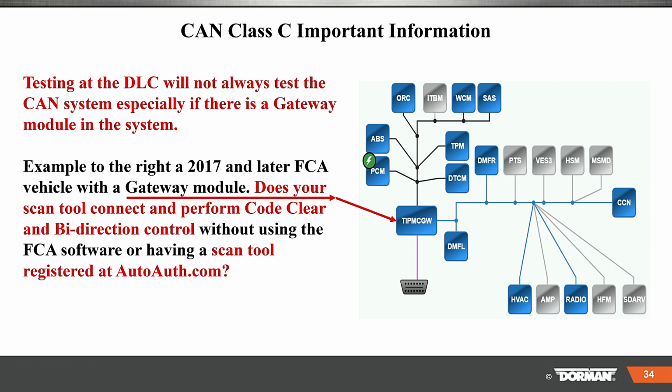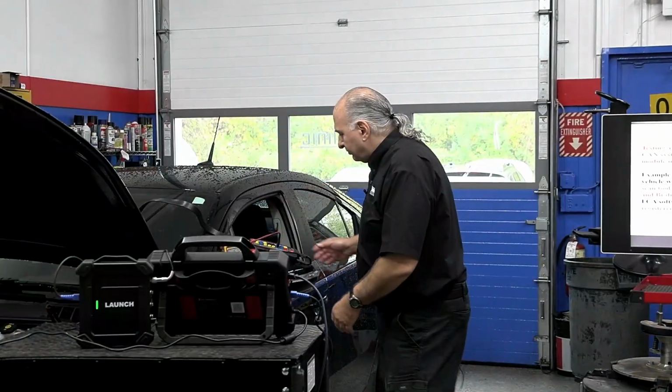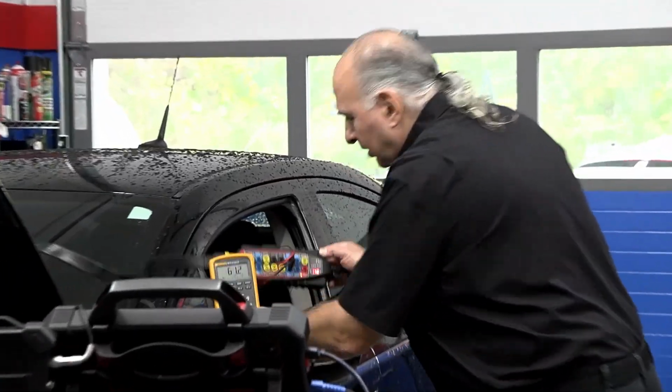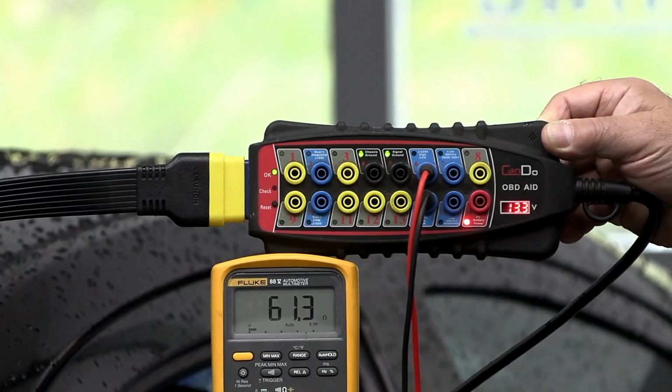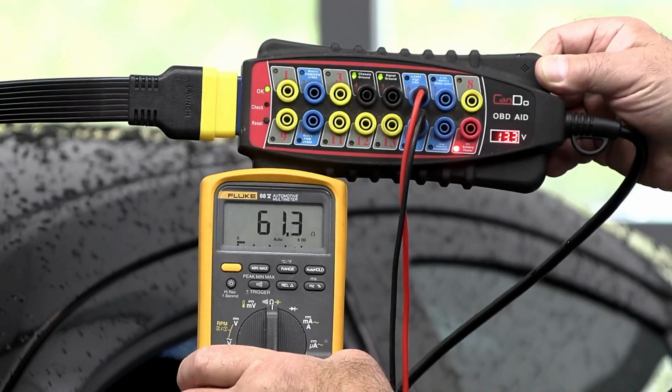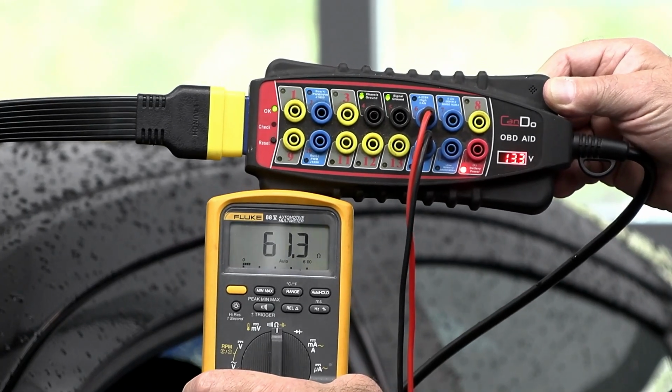Okay, come back to this. It went to sleep. Follow me back here. Follow me back. Look at this. Where's our resistance? No lights flashing. 61.3 ohms.